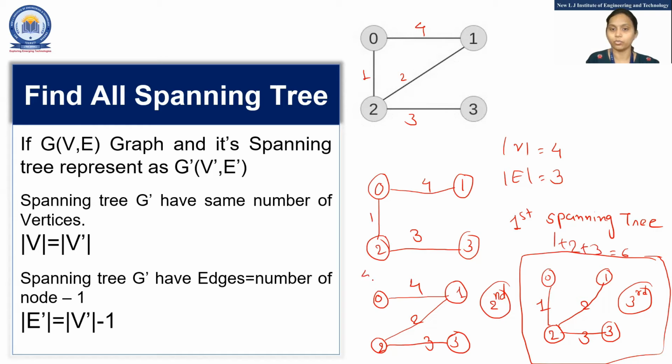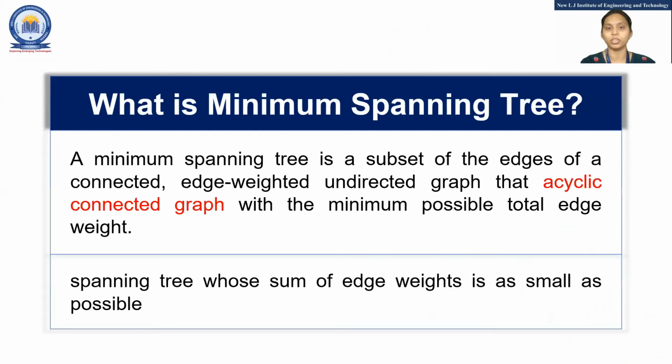And here, 4 plus 2 plus 3 means 9. And here, 1 plus 4 plus 3 means 8. So out of 8, 9 and 6, 6 is the minimum number. So this is my minimum spanning tree. This way you have to find the spanning tree and minimum spanning tree from the given graph. Definition is easy to understand.